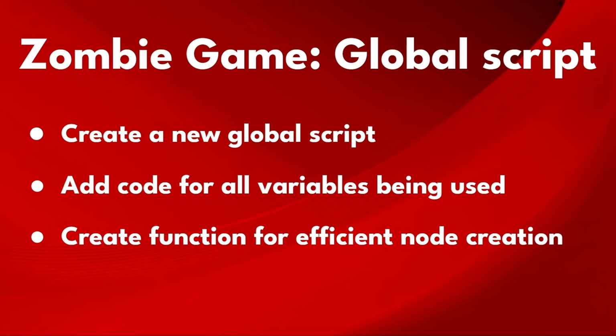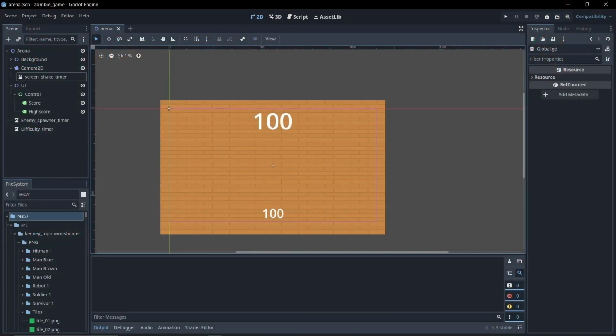Now, in this global script, outside of holding the variables, we're also going to create a function for efficiently creating new nodes in our game, such as the enemies. So let's go ahead, jump right in, and get started. All right, let's get started creating that global script.